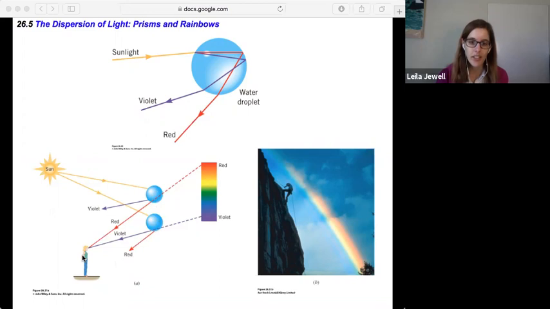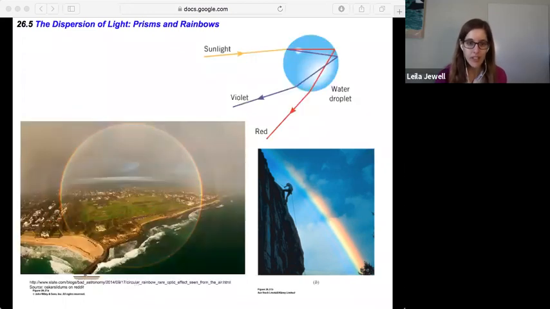to our eye. And so what we see in effect when we look at these drops is we see red on top going down, orange, yellow, green, blue, and violet on the bottom. We see the full rainbow effect, which is amazing. And it just has to do with the angle that we are relative to the water droplet that's being illuminated by the sun.